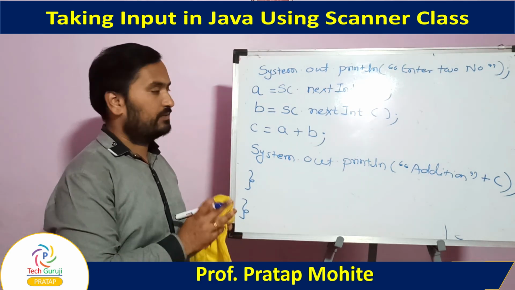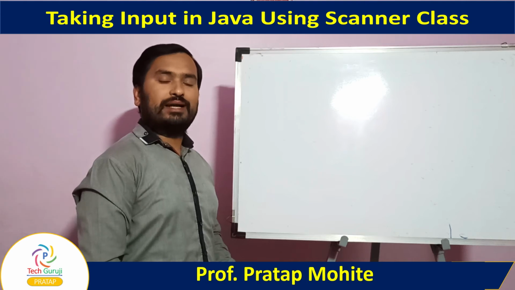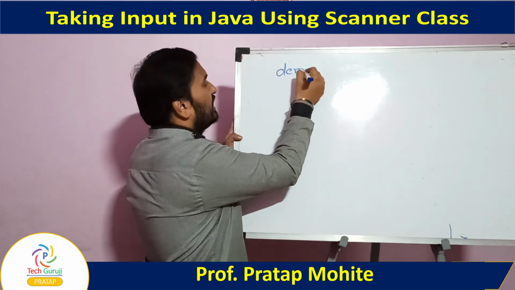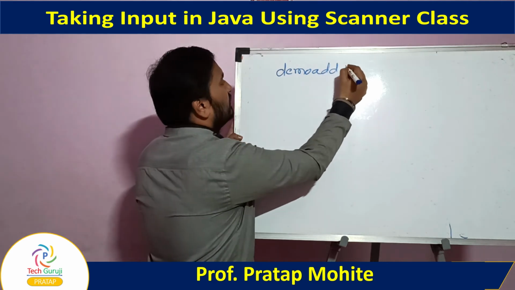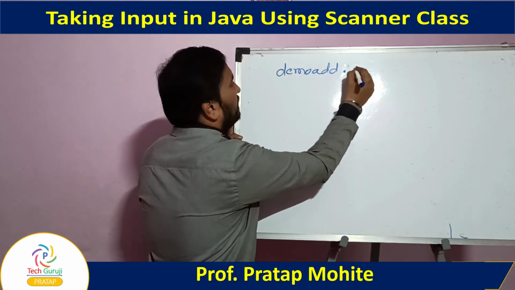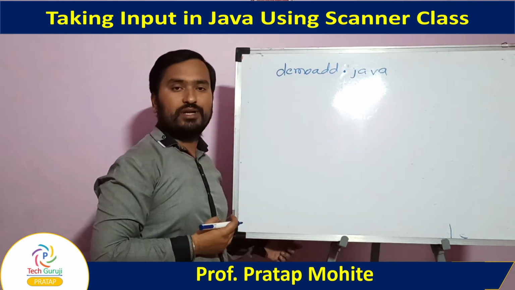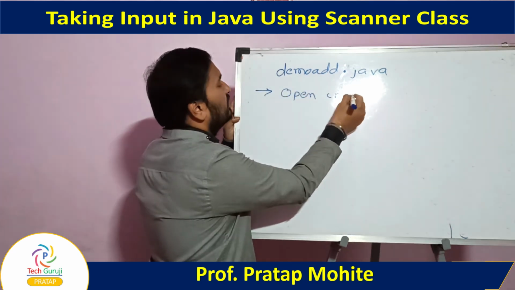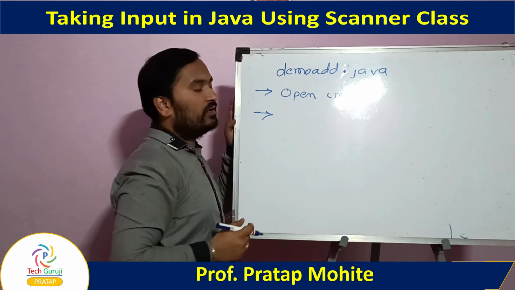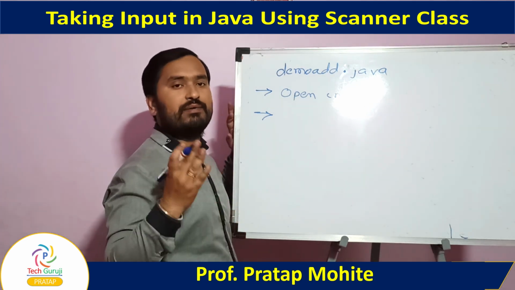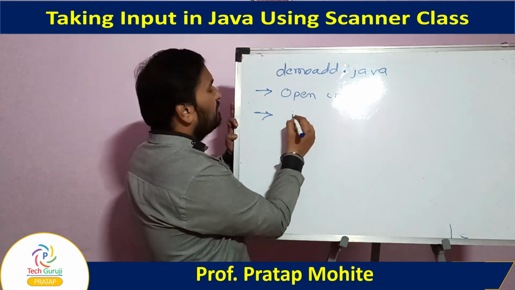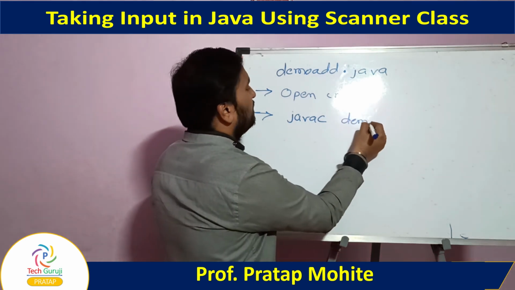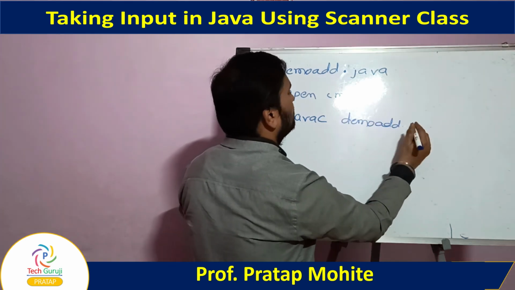Now we have to run this. As we know, our class name is DemoAdd, so we have to save the program as DemoAdd.java. Next we open the command prompt. We have already set the path, so we can directly use javac, that is the Java compiler. So the next step is javac and the program name, DemoAdd.java.